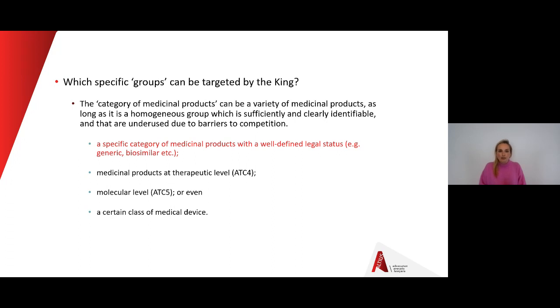It can also be medicinal products at a therapeutic level. It can also be on a molecular level, or even it can be a certain class of medical device. So those specific groups can be targeted as long as they're underused. But of course, as I said, let's say that the red one is the most important one. And if you read all the preparatory works to the draft bill, it only leads to the conclusion that those provisions are drafted specifically for the biosimilars versus biologicals discussion.